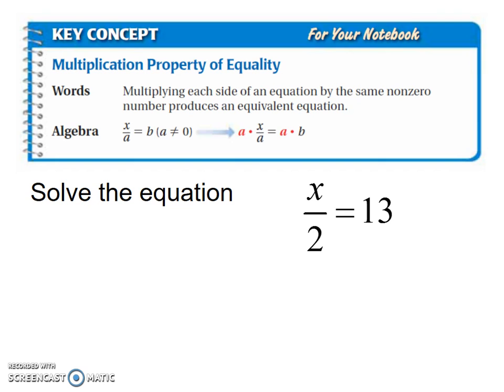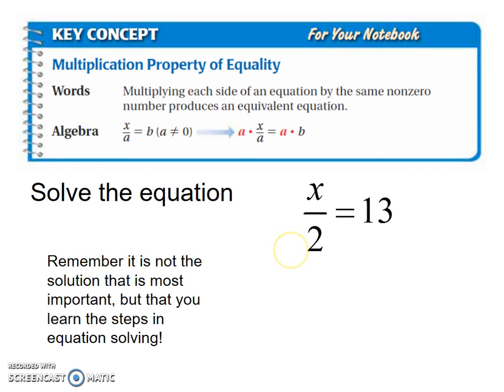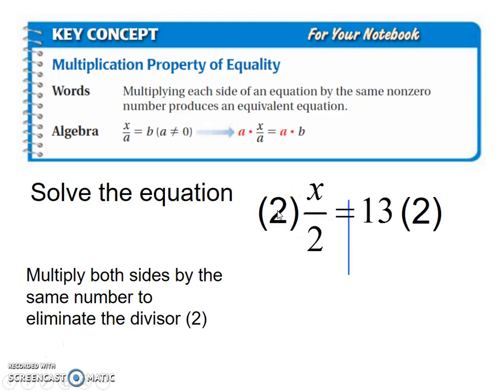All right, so if I had x divided by 2 is equal to 13, okay, and again, remember, it's not just about the answer, it's about how we show the work. So line down the middle. To undo division here, to get x by itself, I'm going to multiply. So since I'm dividing x by 2, to undo that, I'm going to multiply both sides by 2.